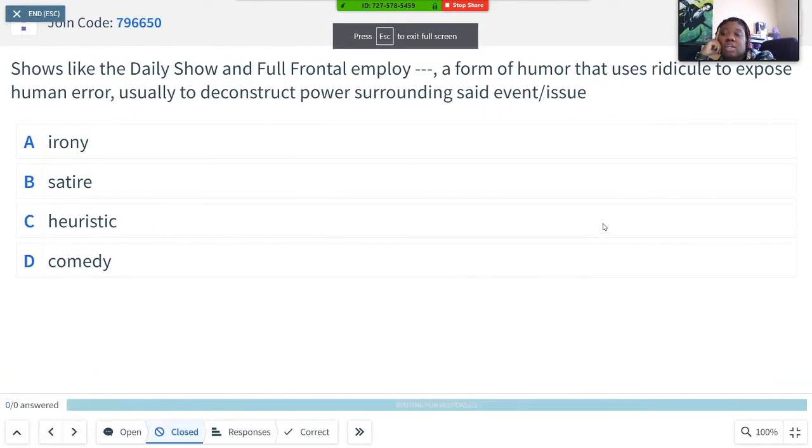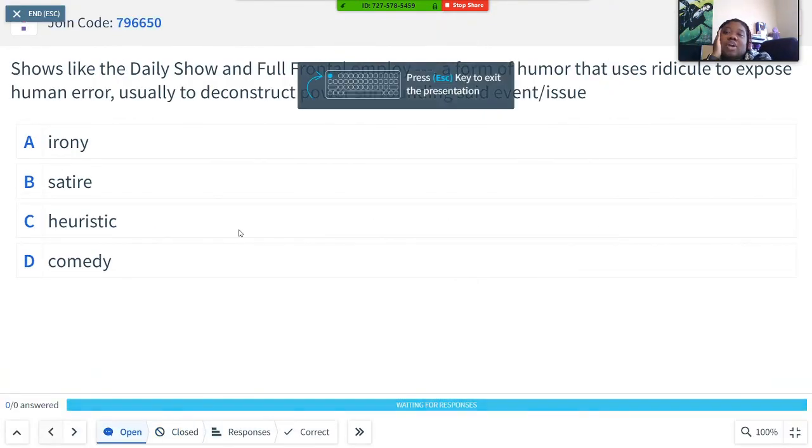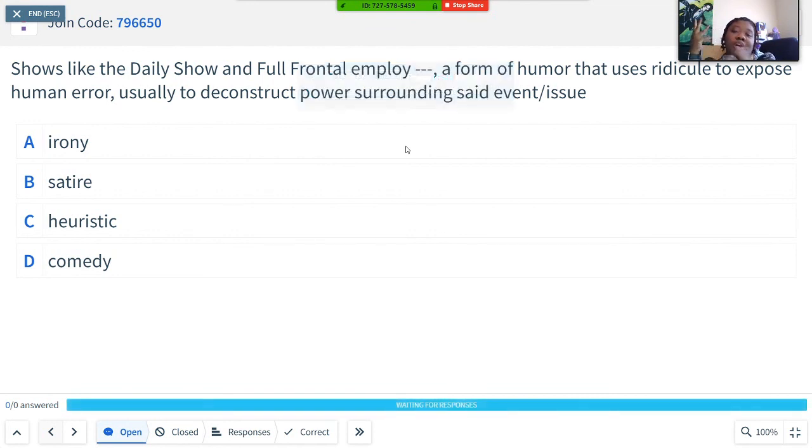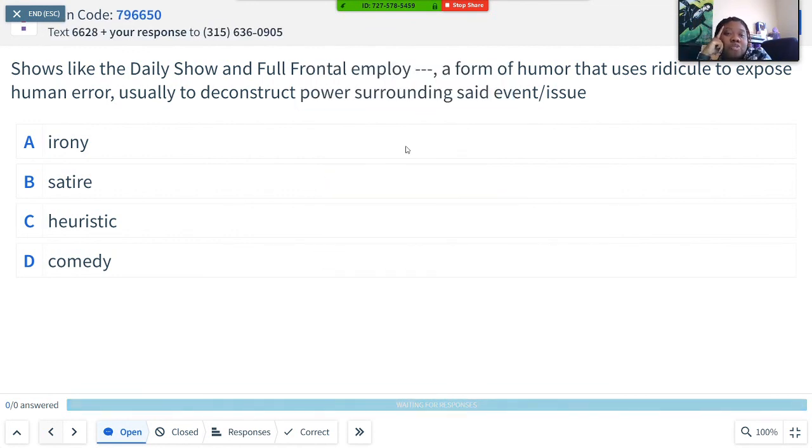So shows like The Daily Show and Full Frontal, move out the way, employ a form of humor that uses ridicule to expose human error, usually to deconstruct power surrounding said event or issue. Is this irony, satire, heuristic, or comedy?